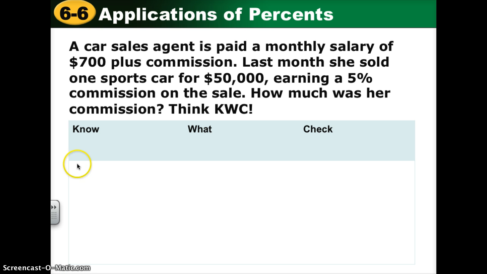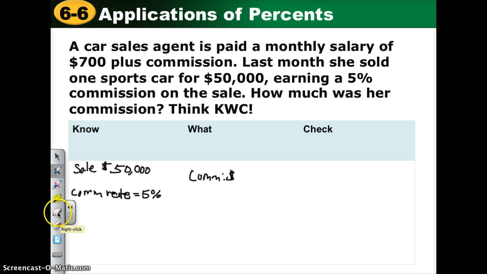So we know that the sale was $50,000. We know the commission rate was 5%. We are just looking for the commission as a dollar amount. And so let's go ahead and figure that out.